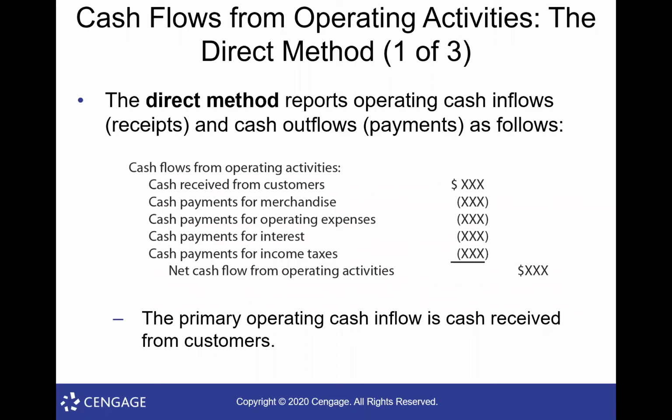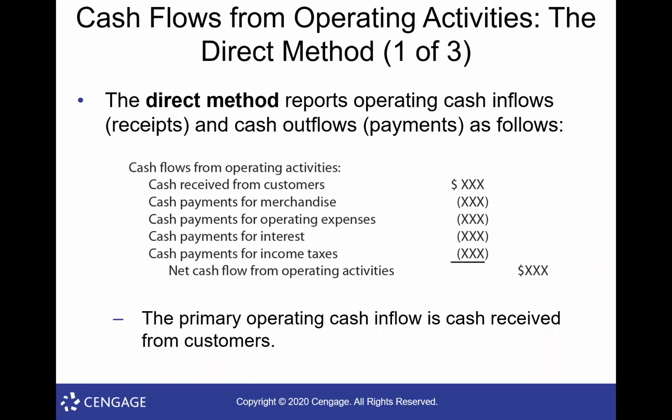Believe it or not, that seems better because it's more straightforward, but the one I'll show you next, the indirect method, has some advantages because it starts with our net income and then we make adjustments to net income to get to our cash flow. The net cash flow at the bottom of both of these, using either method, direct or indirect, is the same. It's just how they get there that's different.